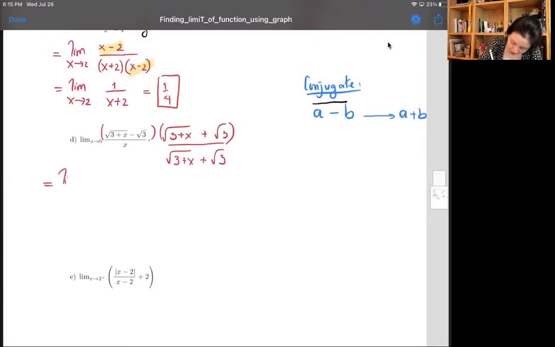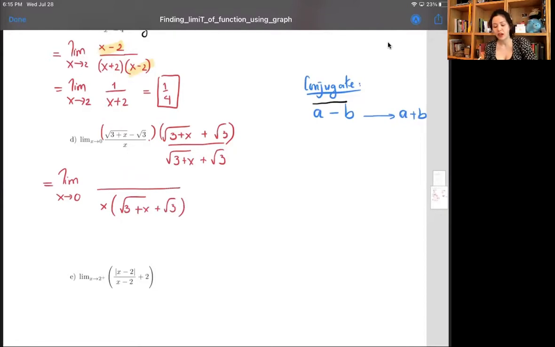Let me put parentheses here. So equal, the limit as x approaches 0. The bottom is, let me rewrite the bottom, x times square root of 3 plus x plus square root of 3. I'm not going to distribute yet. Maybe I can simplify it later. Now the top, you can FOIL it. Or if you recognize that's a difference of squares, a minus b times a plus b, remember this conjugate. Remember what I talked about: a minus b, and the conjugate is a plus b.